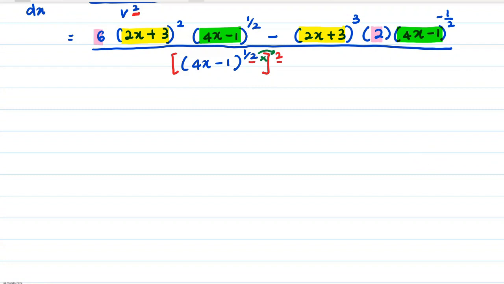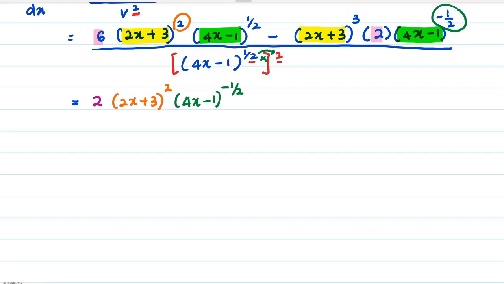So we have 6 and 2, so you will factor out your 2. Next, for 2x plus 3, you will choose the smallest degree, so this is your smallest degree, power of 2. And another one we have is 4x minus 1, with power of negative 1 over 2. So this is your smallest power.